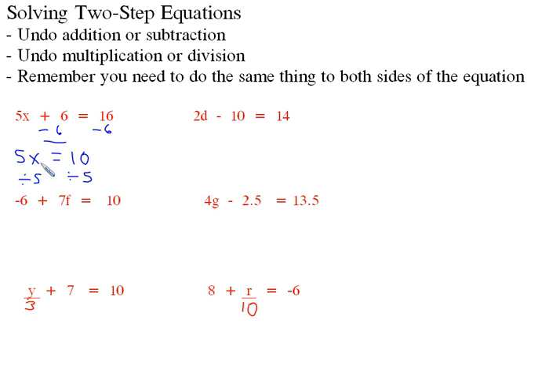What we're left with then is 5 divided by 5, so it's a coefficient of 1, and we don't even need to write that down. So it's just 1x, that's what's assumed, is equal to 10 divided by 5, which is going to be 2.